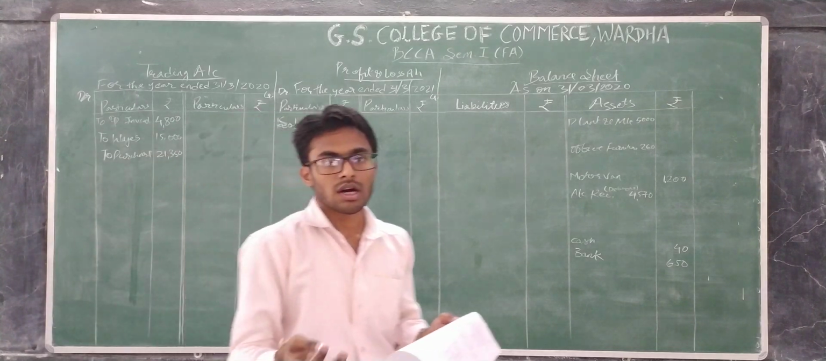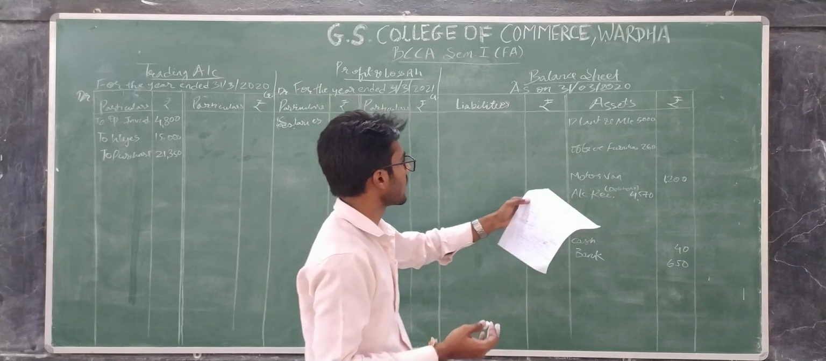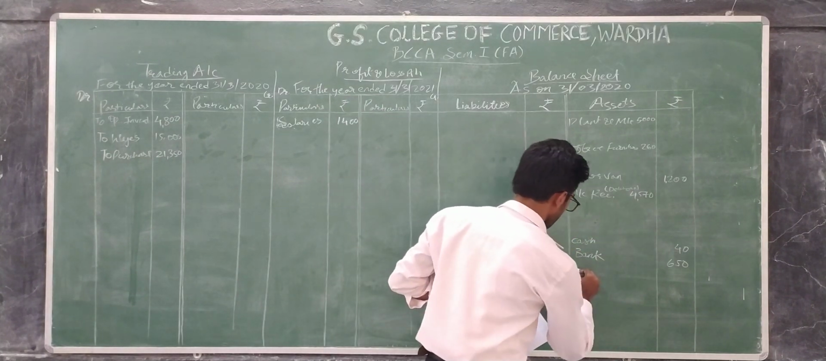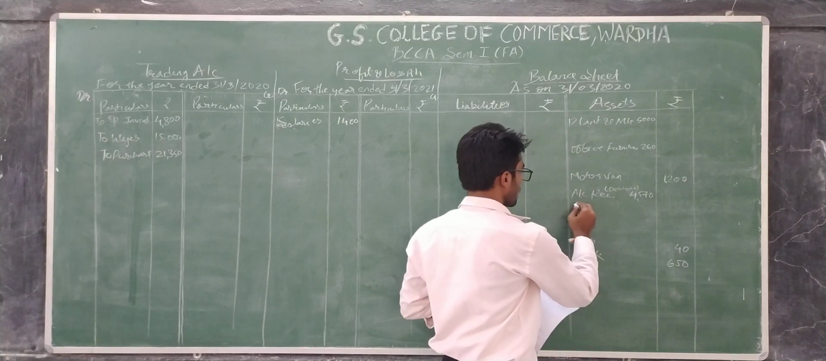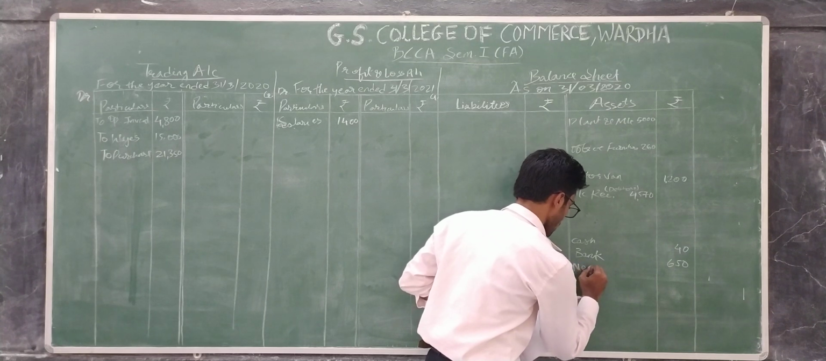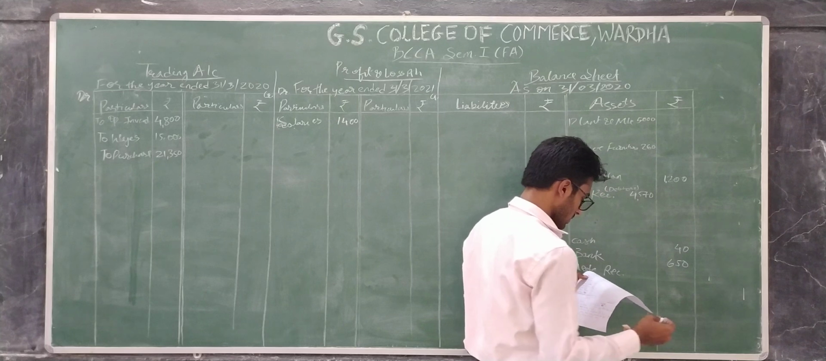Then after note receivable. Receivable means the bills receivable. So this is my current asset. So I have to write on the asset side of the balance sheet. So I have to write over here note receivable. Note receivable, and amount is 720.